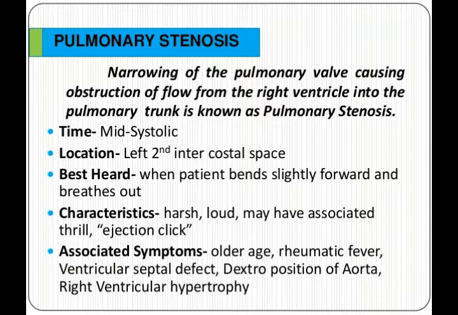The murmur of pulmonic stenosis peaks early if the disease is mild and peaks later as the disease progresses. Also, the murmur demonstrates increased intensity during inspiration due to increased venous return to the heart, resulting in greater flow across the pulmonic valve. So let's hear this murmur, how it is heard on auscultation.